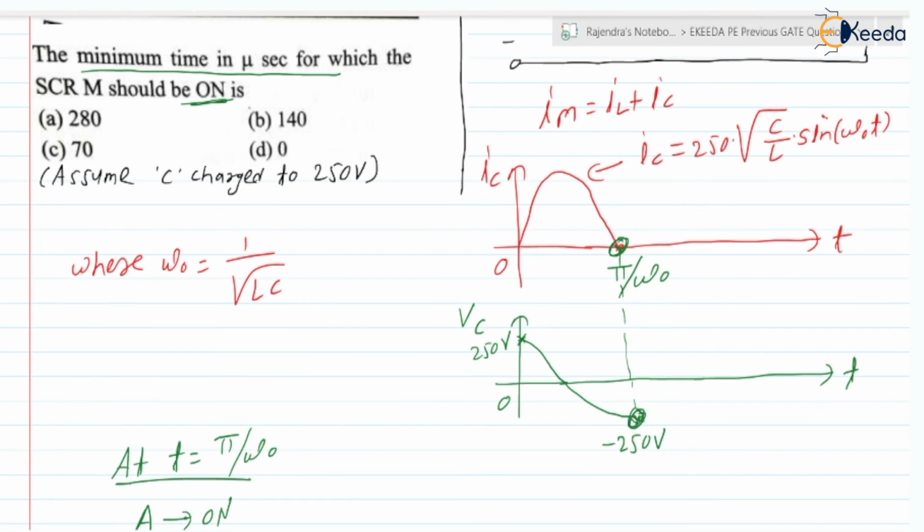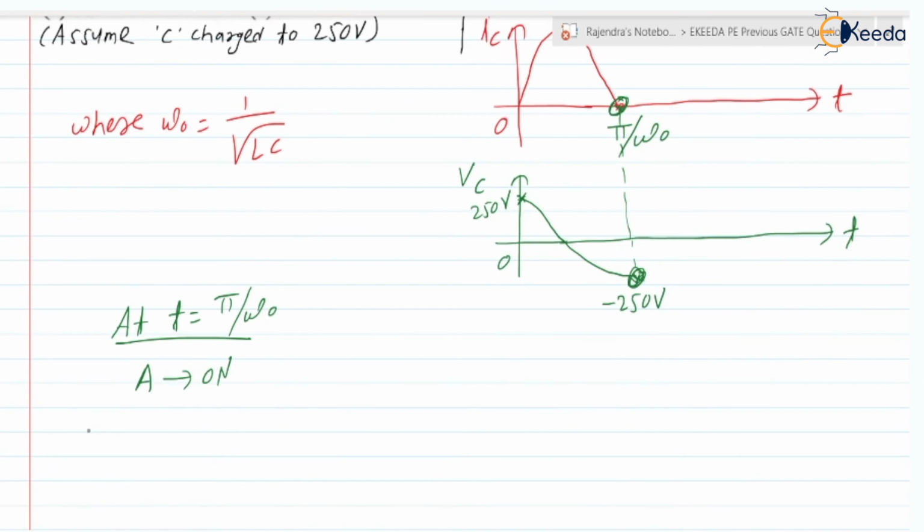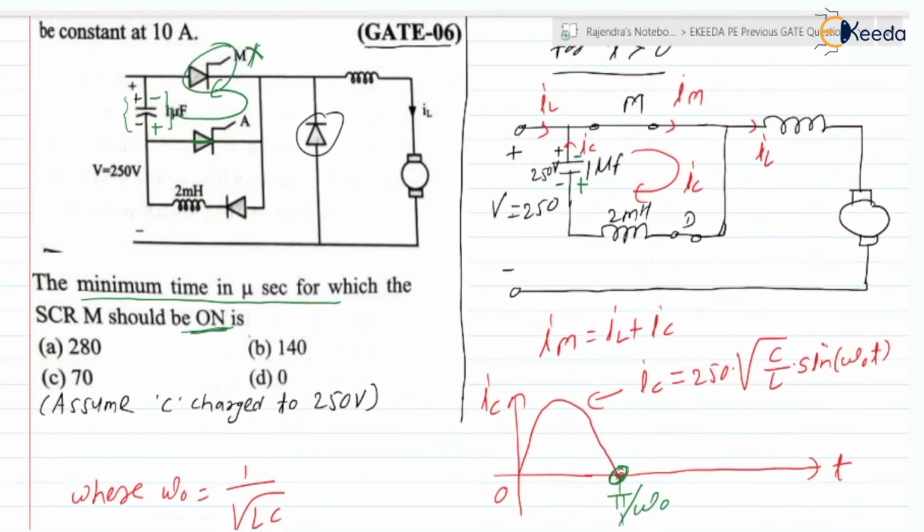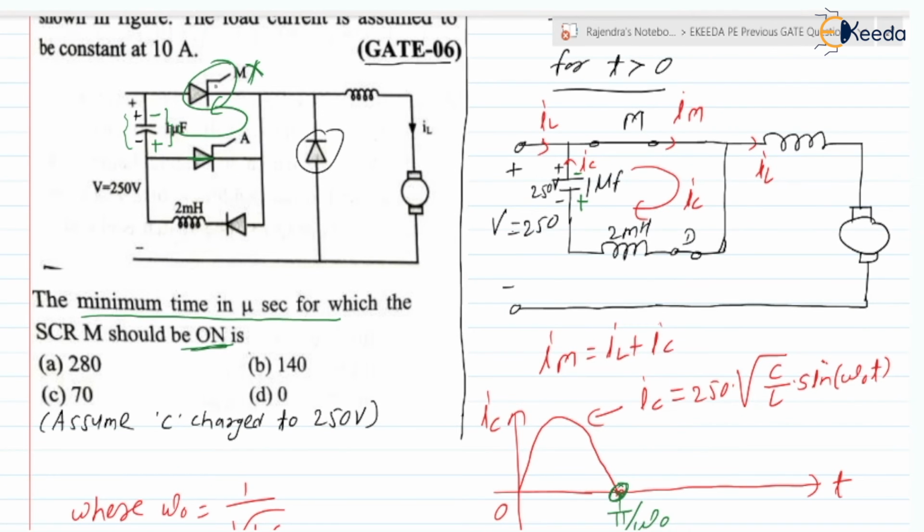Means the instant we apply the gate signal to the auxiliary thyristor, at the same instant the main thyristor will turn off. So if we delay in applying the gate signal to the auxiliary thyristor, then the conduction time of the main thyristor will be increasing, but they have asked the minimum time, right? So therefore we need to apply the gate signal at t is equal to pi by omega 0. At the same instant, the main thyristor will turn off due to reverse voltage. Is this clear? The voltage across the capacitor will appear as a reverse voltage for the main thyristor.